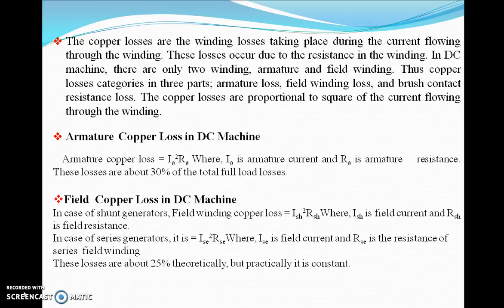And the second one is the field copper loss. In the case of shunt generators, the field winding copper loss is ISH square RSH, where ISH is the shunt field current and RSH is the shunt field resistance. In the case of series generators, the loss is ISC square RSC, where ISC is the field current in the series field winding and RSC is the resistance of the series field winding. These losses are about 25% theoretically, but practically it is constant.